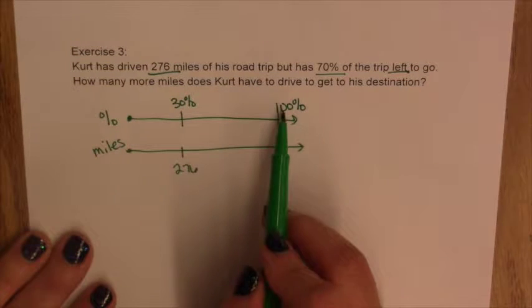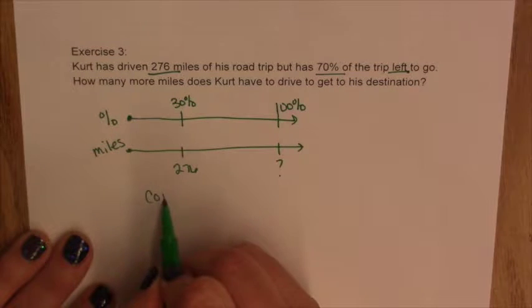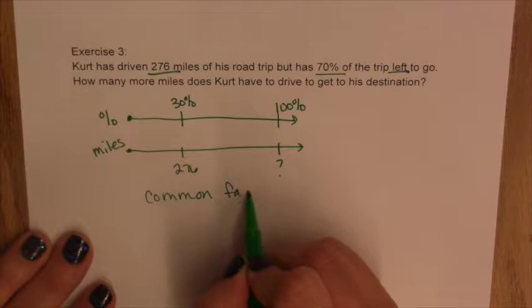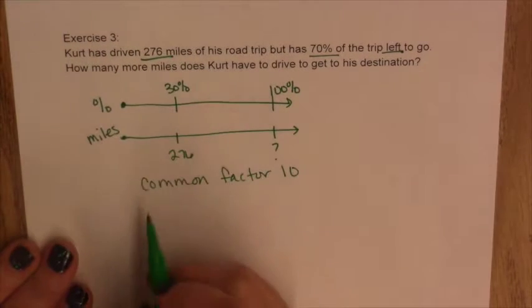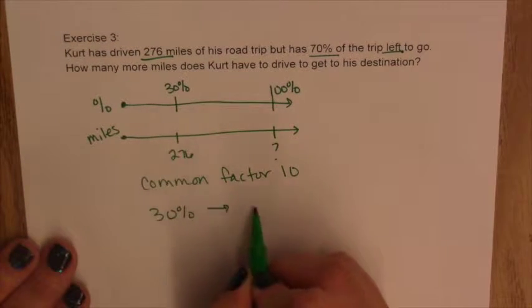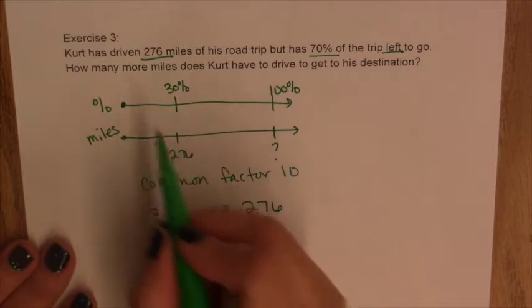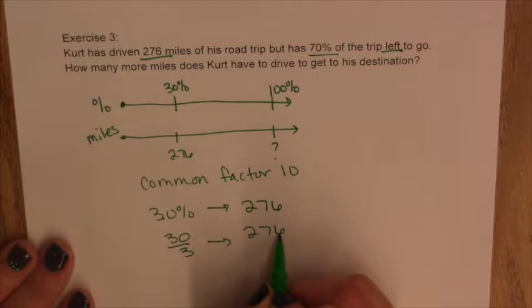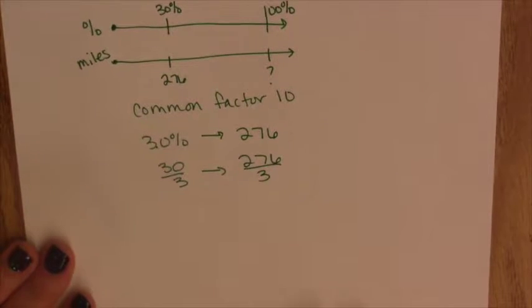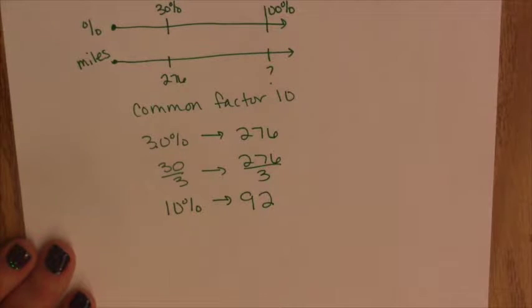30 and 100 means I would have a common factor of 10. So common factor of 10. All right, so we know 30% is 276. I want to get this to 10, so chunks of 10, so I'm going to divide by 3. 30 divided by 3 is 10, and 276 divided by 3. So I find that 10% would represent 92 miles.